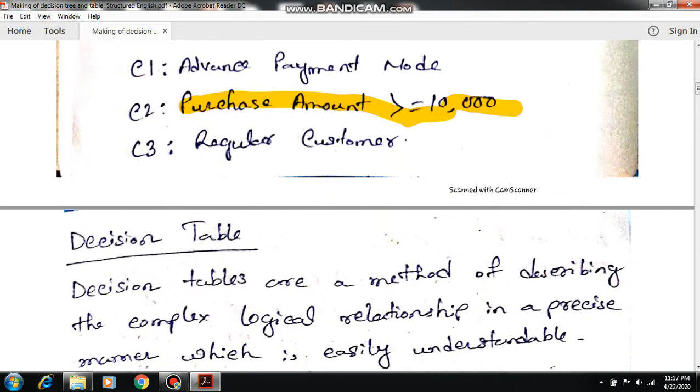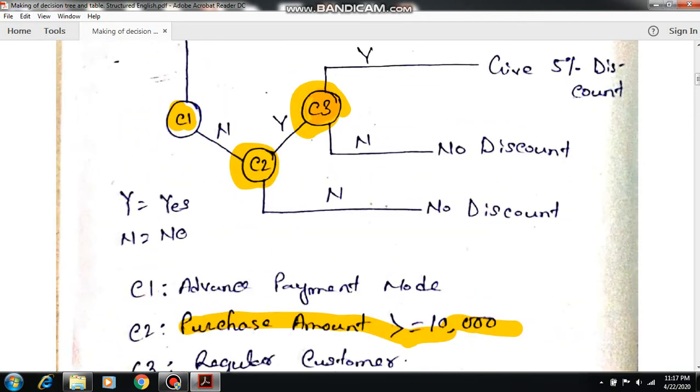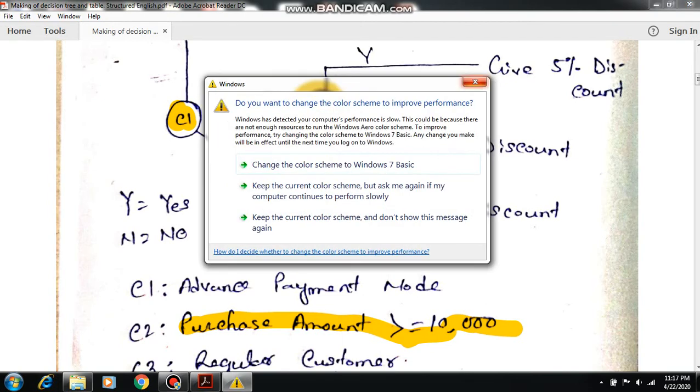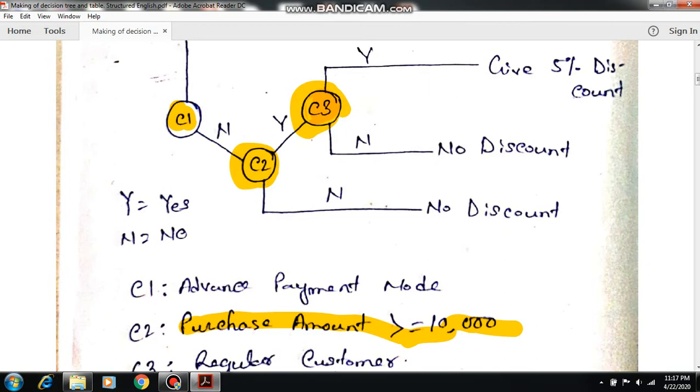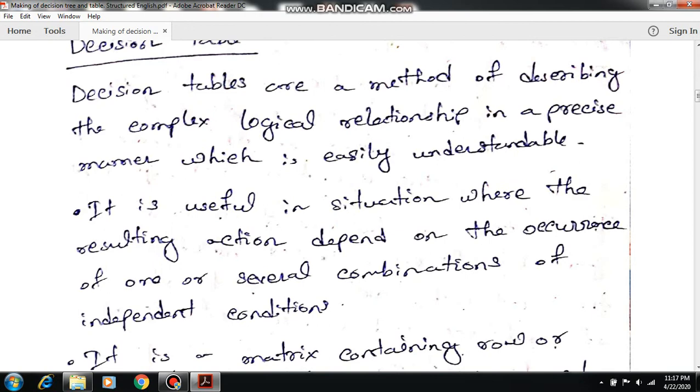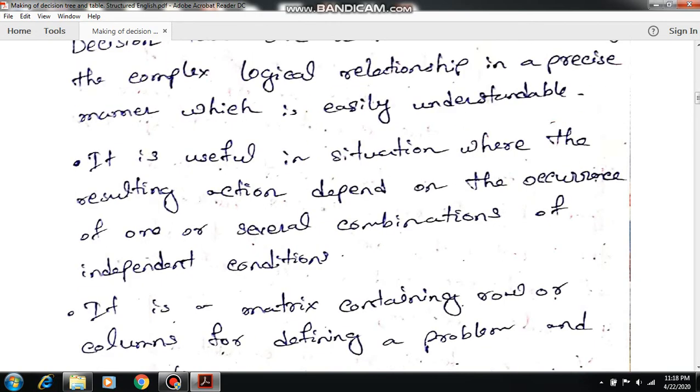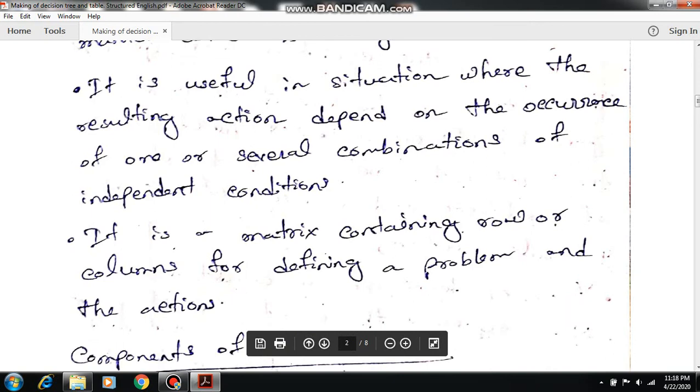Suppose here C2, when the C2 condition arises, the customer gets the 5% discount, that time the customer gets the 5% discount based on the conditions C2 and C3 as well. So there is a 2 combination. When this approach comes, we cannot describe it using the tree structure. You have to precisely describe when several occurrence combinations are there. That time whatever your action is, it is described by the decision table. Now this is a matrix formation where rows and columns are there.